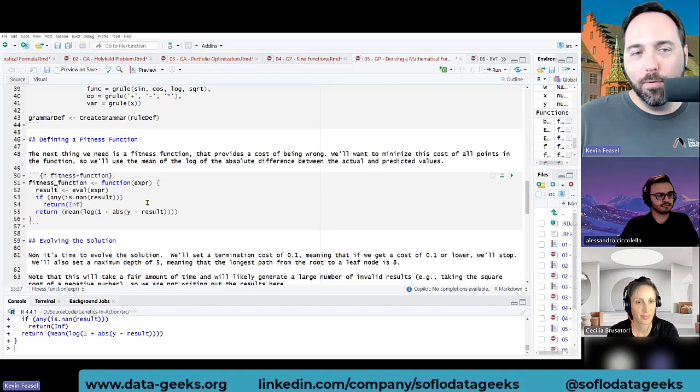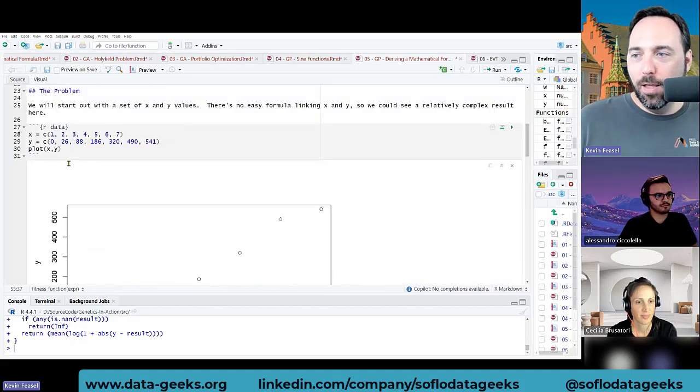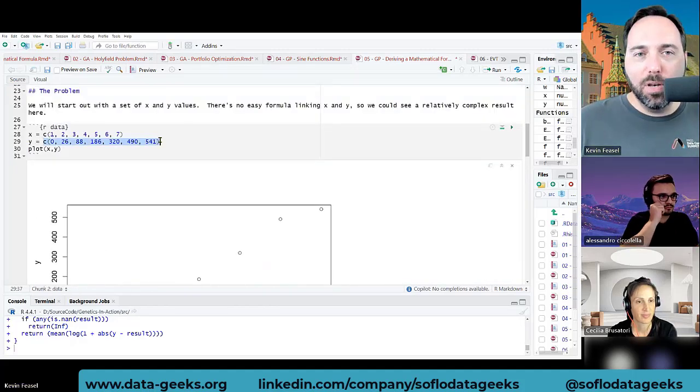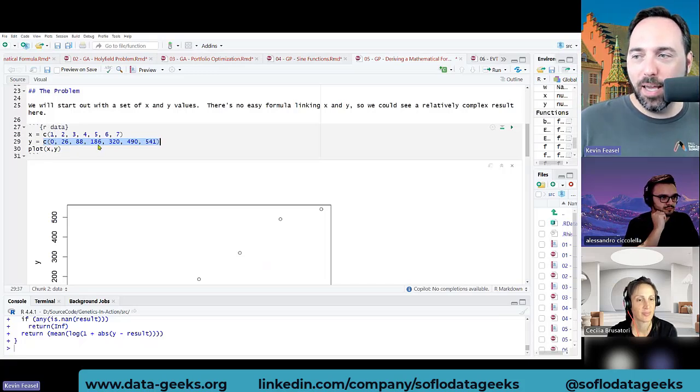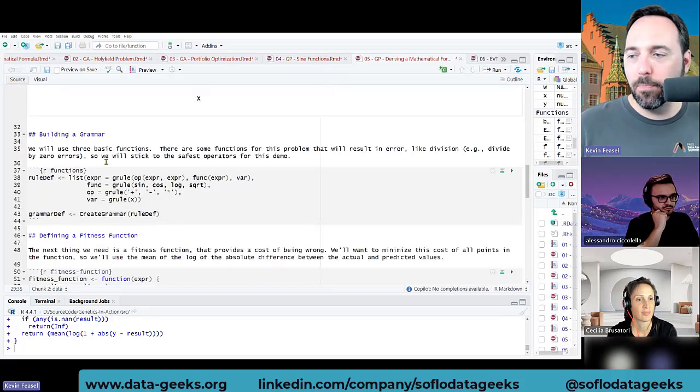minus result. So what result is going to give me is an equal number of values. I'm going to get basically 7 data points, and I'm going to compare each one of those data points to what we actually have in y.